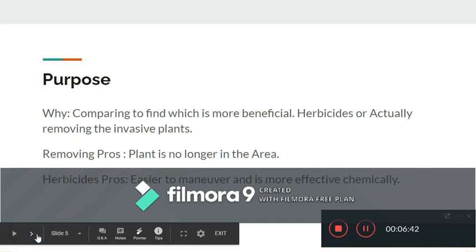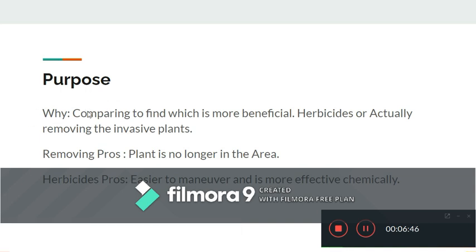The purpose. Why? This why is a very important question when you're doing a research project because it determines why you are doing it in the first place. I'm comparing to find which is more beneficial: herbicides or actually removing the invasive plants from a specific area. And like I said, it's really important to keep in mind, when you classify the type of plant, whether the plants that you're removing are key for the environment, or whether you are mistakenly pulling an invasive plant. These are also things you have to keep in mind when doing an invasive plant project.